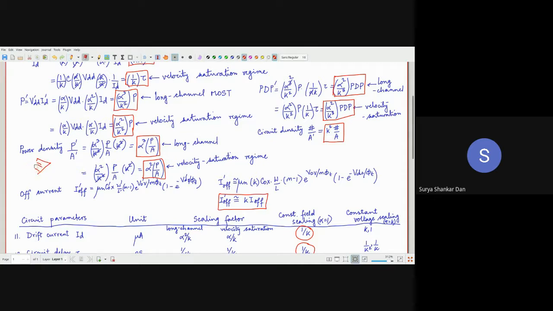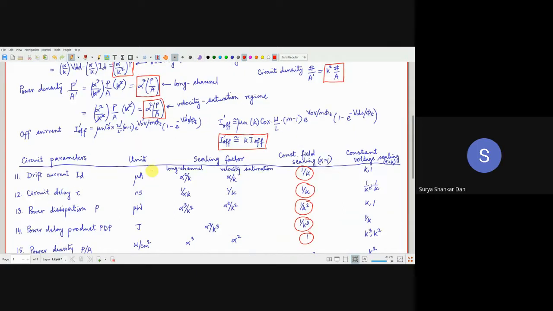Okay, so that is the whole idea about the power density. So the power density should be as low as possible. Again, as you notice, power density is the total power dissipation divided by the area of the chip. That's the average power density, so to speak. So if you notice, the power scales by alpha cube by k square. I've done that for long channel. For velocity saturation, it is alpha square by k square. But the area scales by 1 upon k square. These will cancel and you are left with alpha cube and k square.